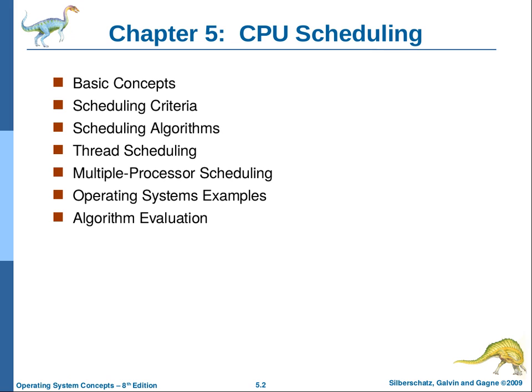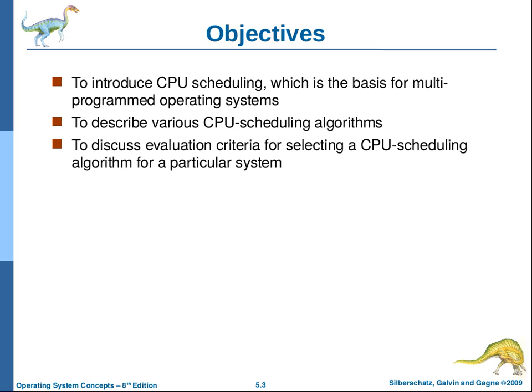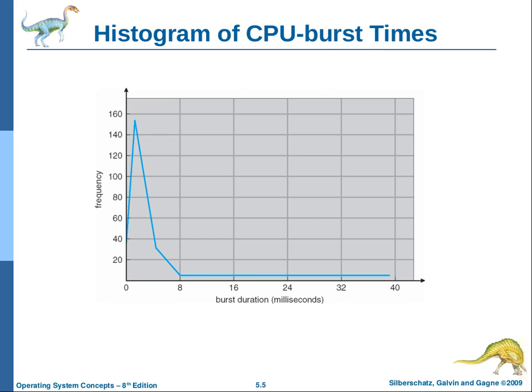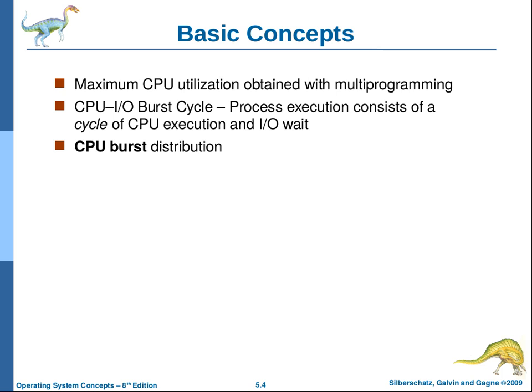We're going to learn about scheduling. The idea is we want maximum CPU utilization, which, as you've hopefully seen, can be obtained using multi-programming, a.k.a. running multiple processes at once to utilize the CPU as much as possible. But the first thing we need to understand is the idea of CPU burst and I/O burst, and that's a histogram.